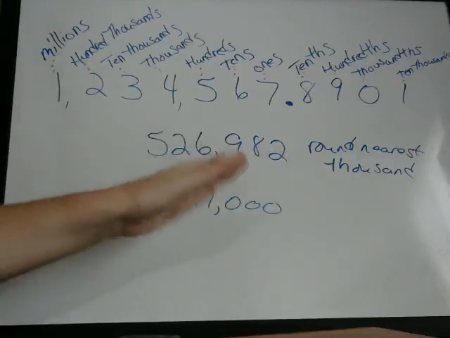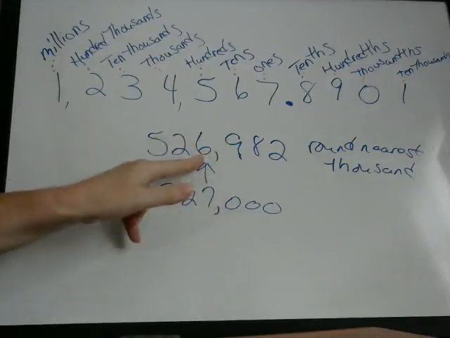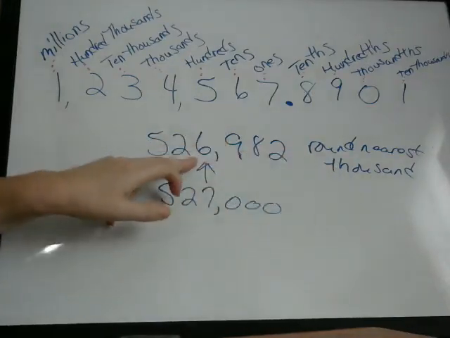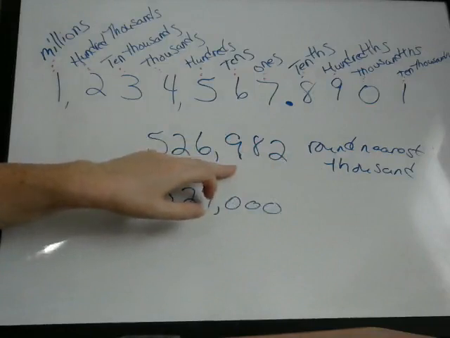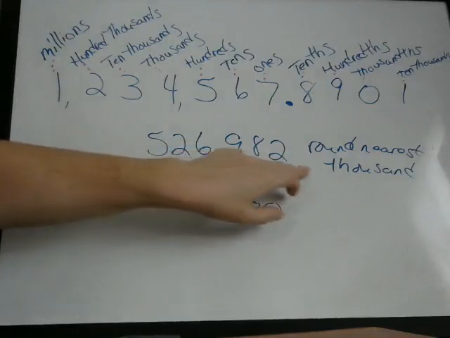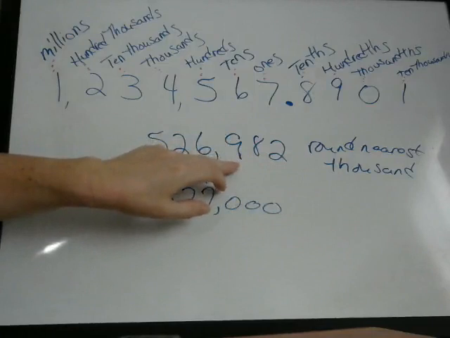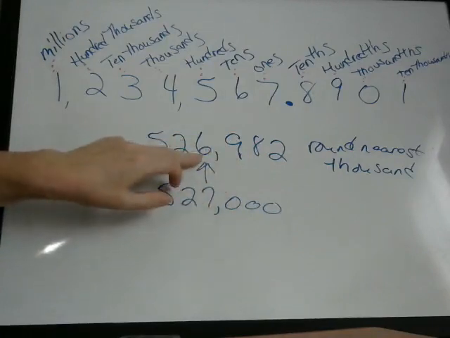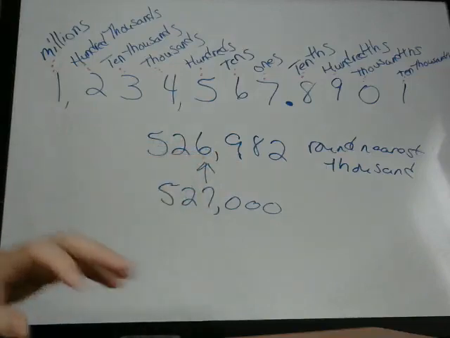So you just look to the right. You need to find the place that it's asking for. Look to the number to the right. Just the first number. You don't have to look at any of the numbers past it. If it's 5 or greater, you're going to add 1 to this digit. If it's less than 5, you just keep it the same.